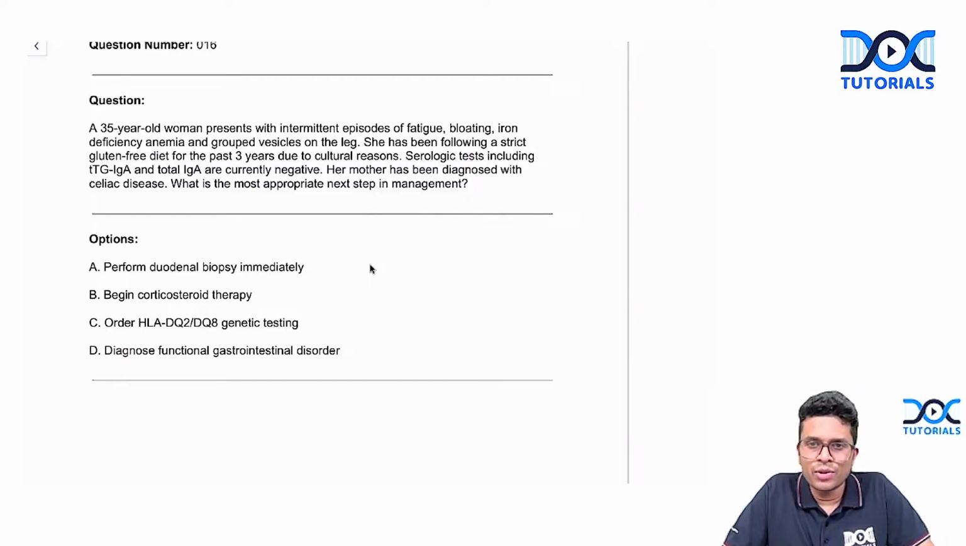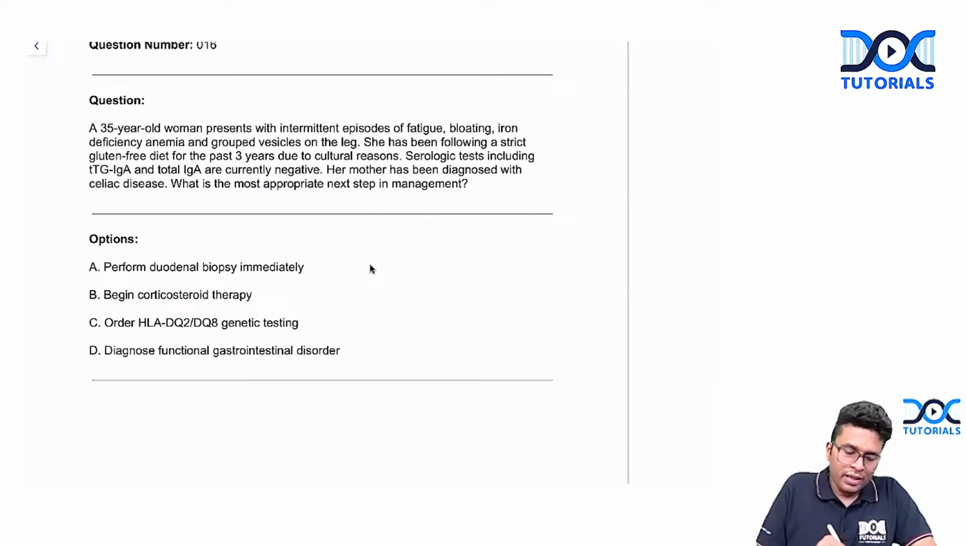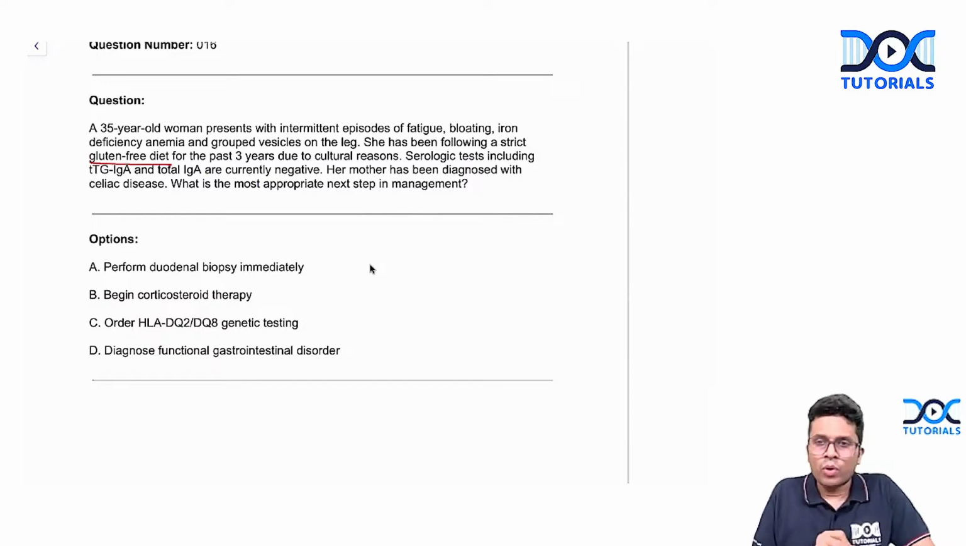So, if you want a diagnosis in a patient on a gluten-free diet, you can have TTG negative, and total IgA may also be falsely negative. So in somebody already on a gluten-free diet, if you want to establish a diagnosis, the best among these options would be option A. If duodenal biopsy is performed immediately, it can still be negative.